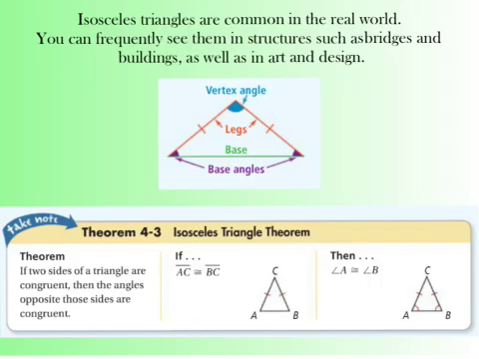The congruent sides of an isosceles triangle are called its legs, and the third side is called the base. The two congruent legs form the vertex angle. The other two angles are called the base angles. The isosceles triangle theorem says that if two sides of a triangle are congruent, then the angles opposite those sides are congruent. So given two congruent sides, you have two congruent angles.